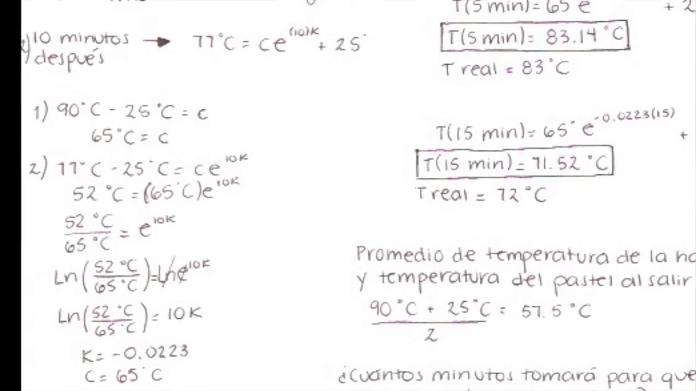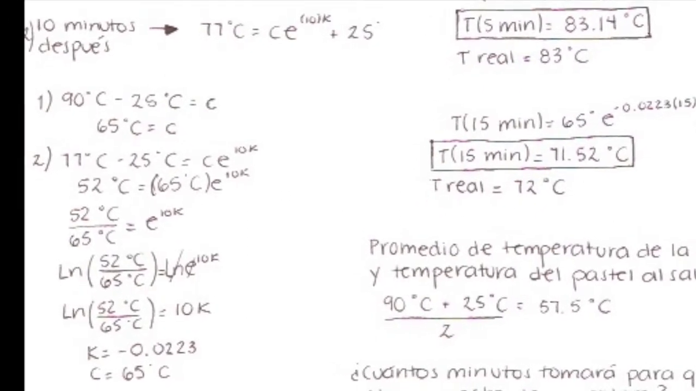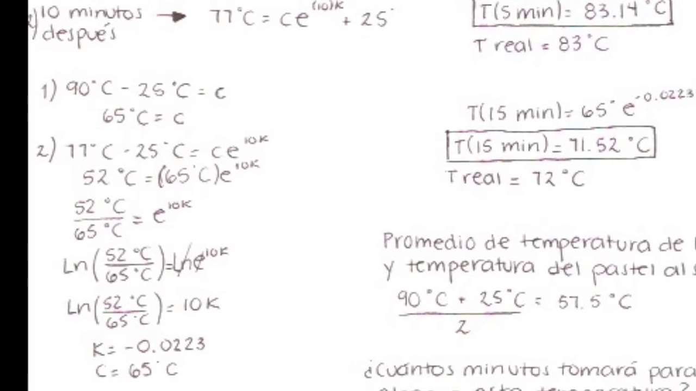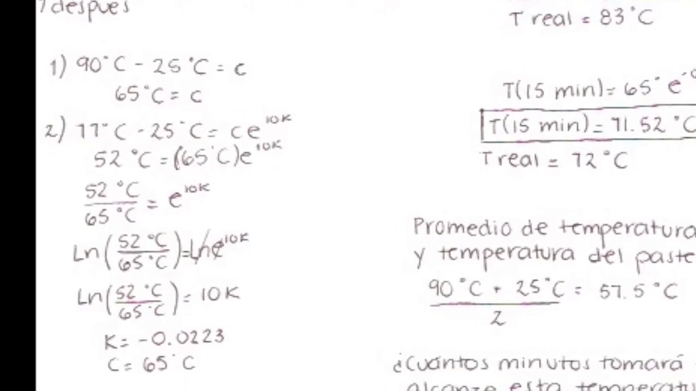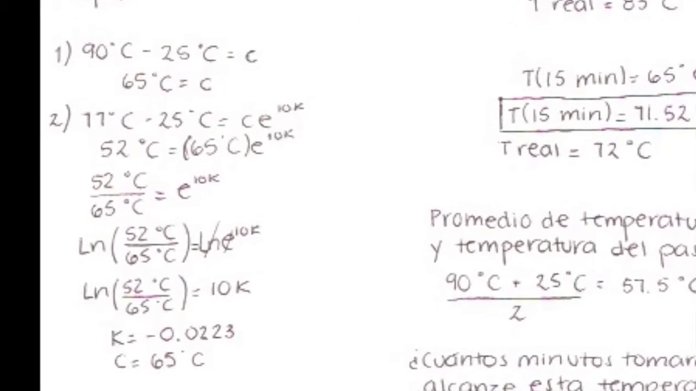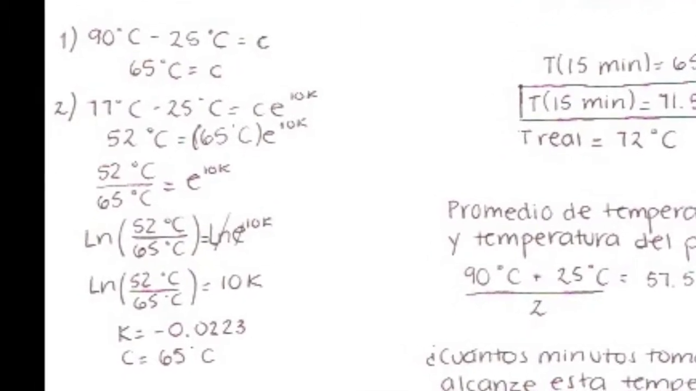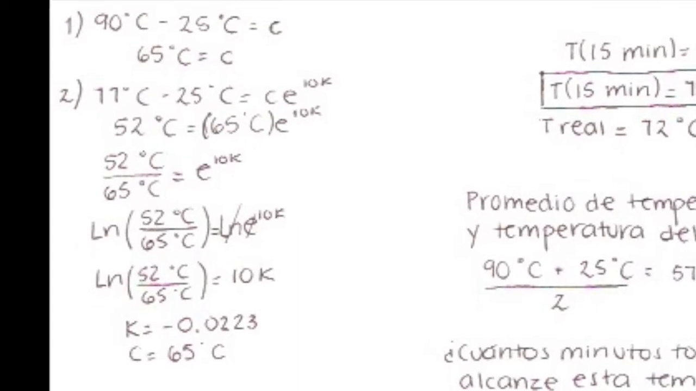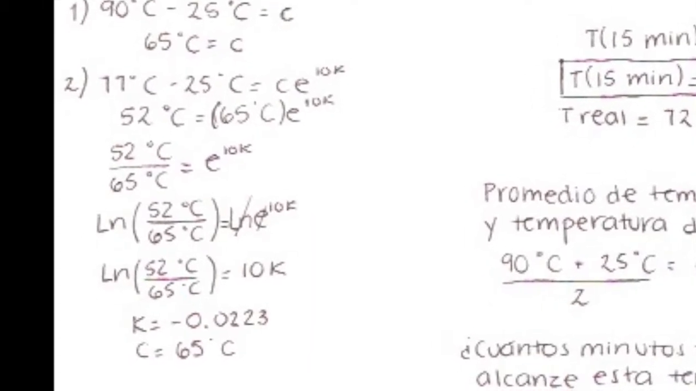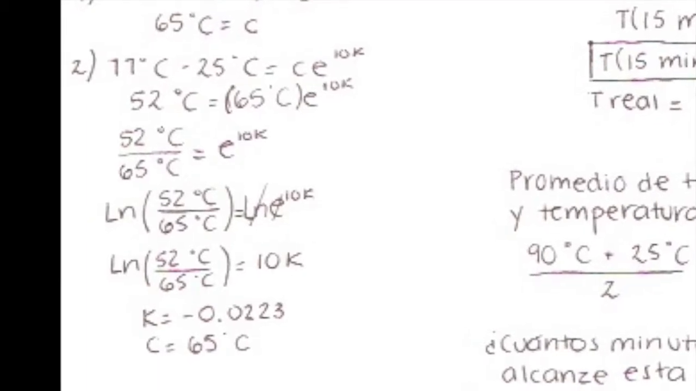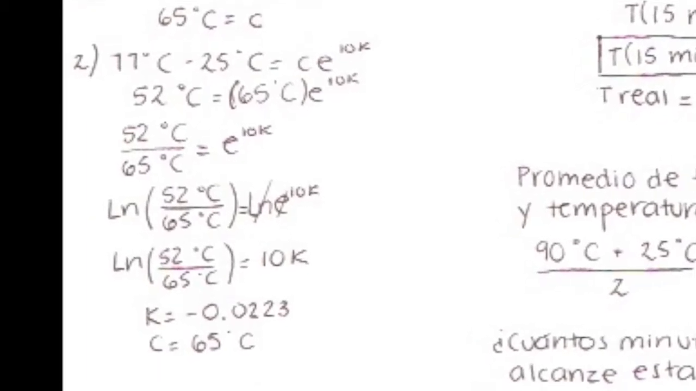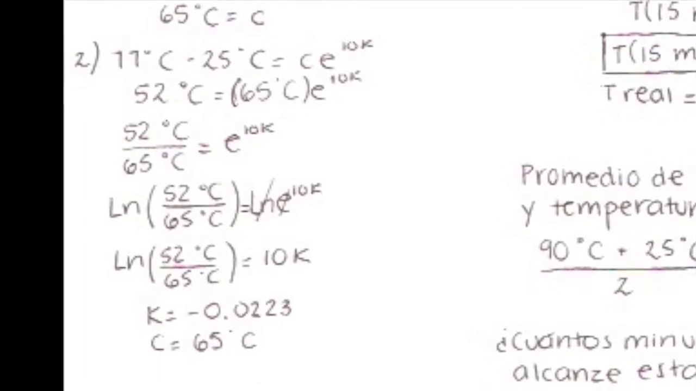Then we repeat the same process but with the value of the temperature after 10 minutes. After that, we replace the value of C that we obtained in the first equation into the second equation and solve for the exponential. Then we apply the natural logarithm to both sides to cancel the exponential. And finally, we divide the natural logarithm of 52 Celsius over 65 Celsius by 10 and we get k.